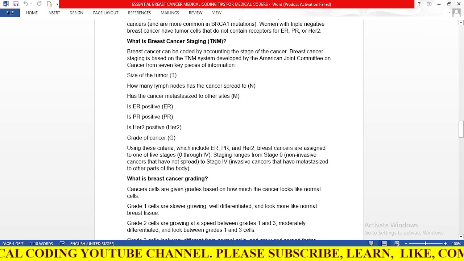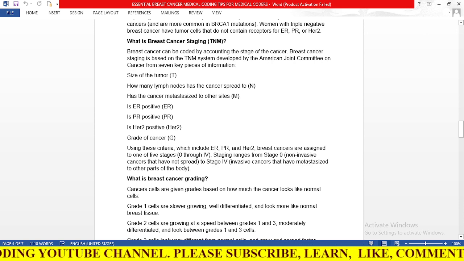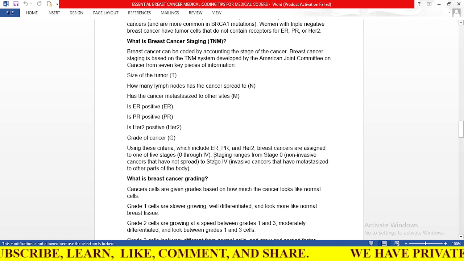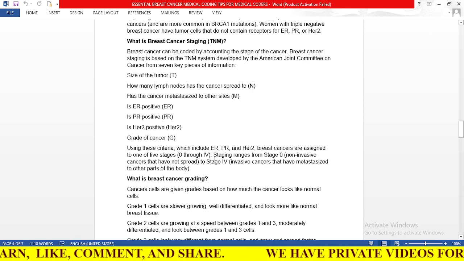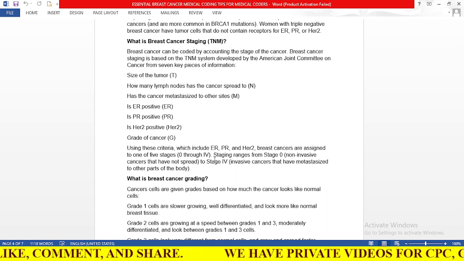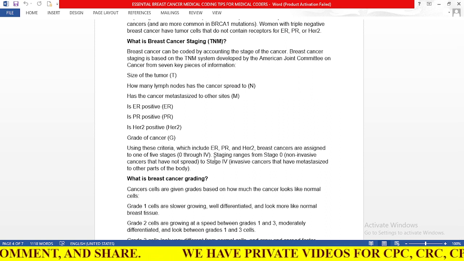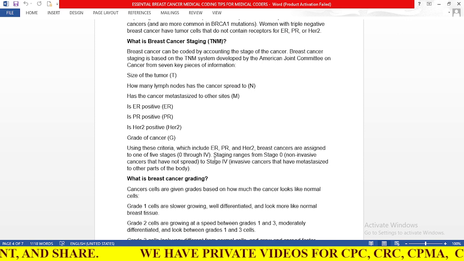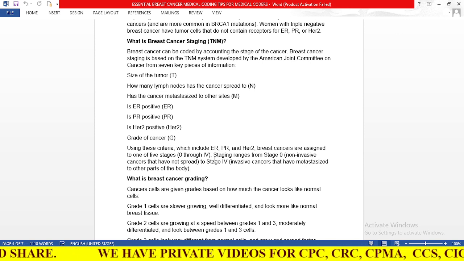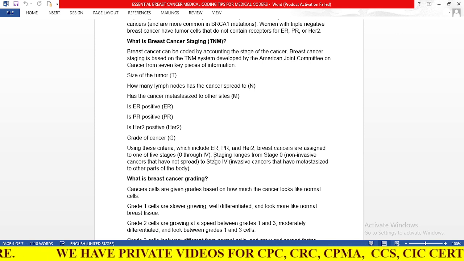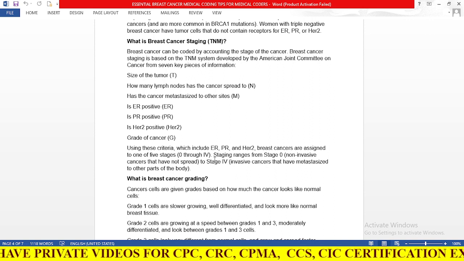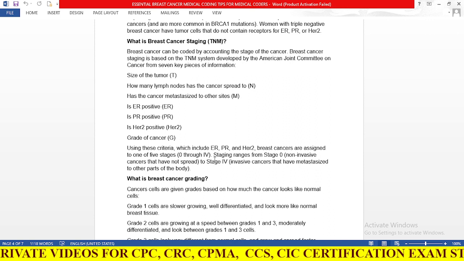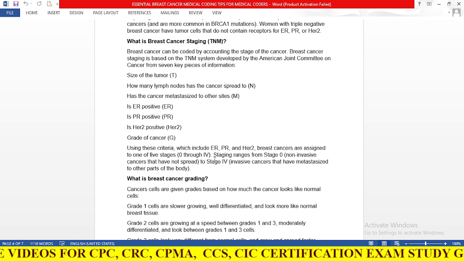So we have 0 to 4. Staging ranges from stage 0, non-invasive cancer that has not spread, to stage 4, invasive cancer that has metastasized to other parts of the body. So stage 0 means it is not severe, stage 1 is a bit more severe than stage 0, and stage 2 is a bit more severe than stage 1. So it is like a hierarchy.